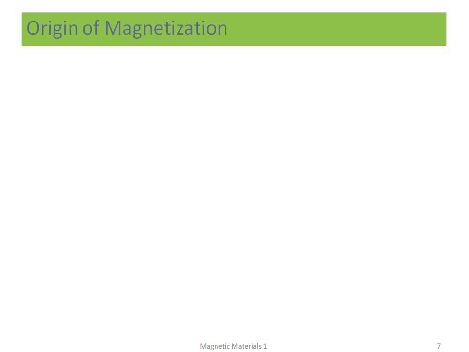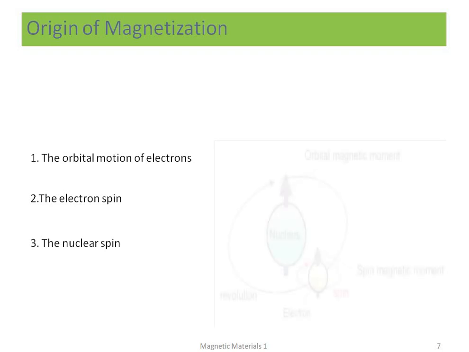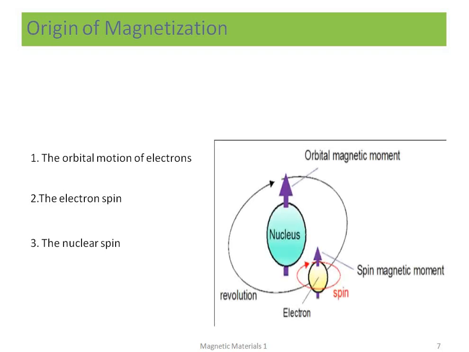Origin of magnetization. The origin of magnetization is basically due to three main reasons: one is the orbital motion of electrons, the second is the spinning motion of the electrons, and the third is the nuclear spin. So this is a figure.